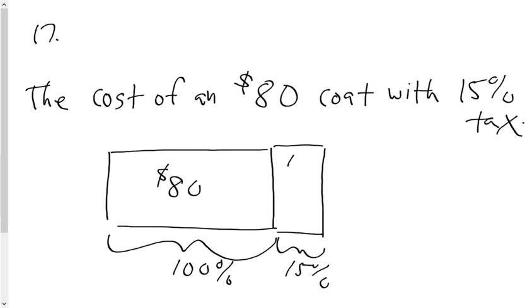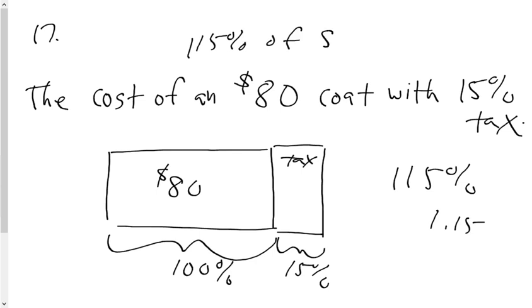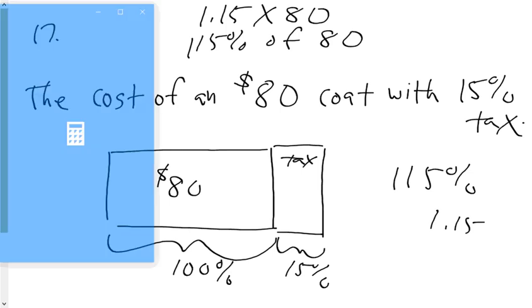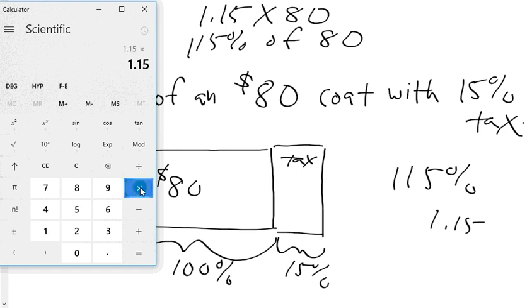The tax is 15%. So if I think of it two ways, I could calculate that 15% and add it on, or I can think about what is 115% as a decimal. Well, I know that 15% is 0.15, and I know that 100% is 1. So if I think of this as being 115% of $80, then this one-step multiplication statement should give me the answer. So 115% of an $80 coat is $92.